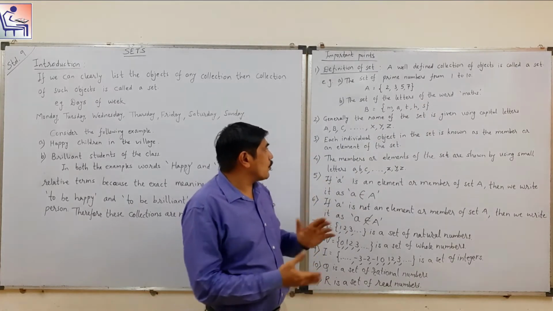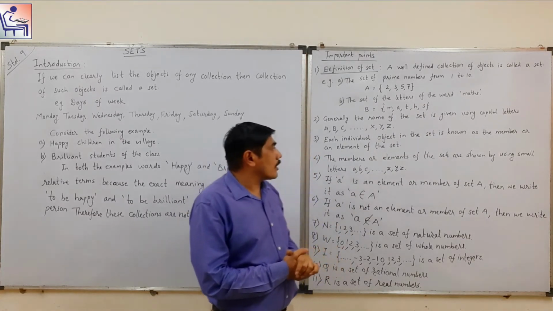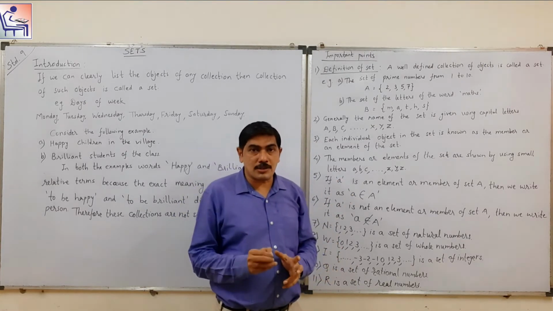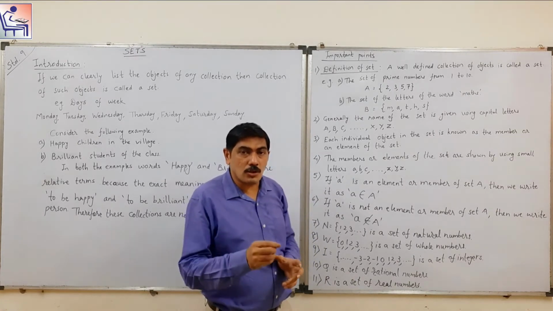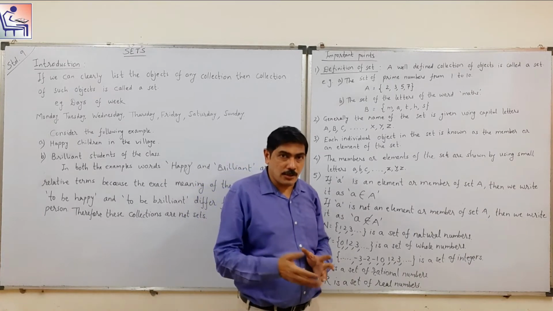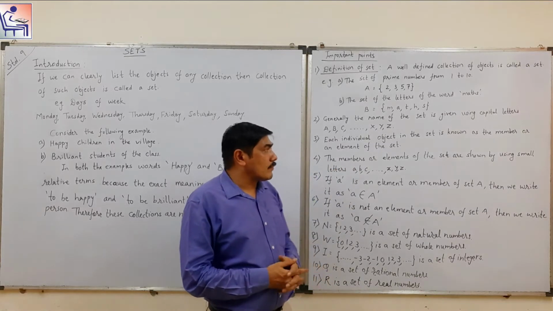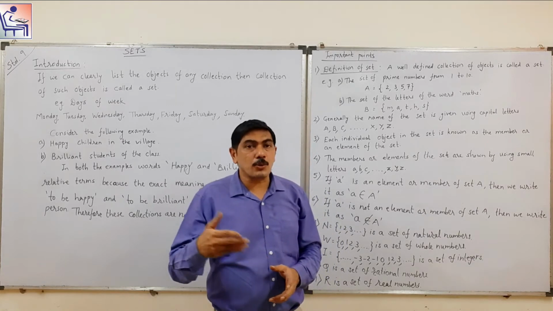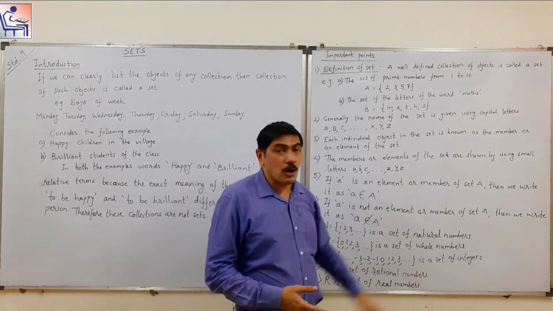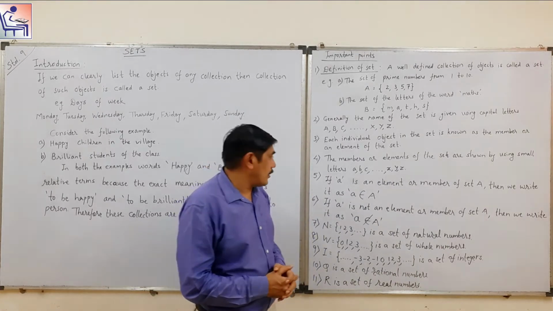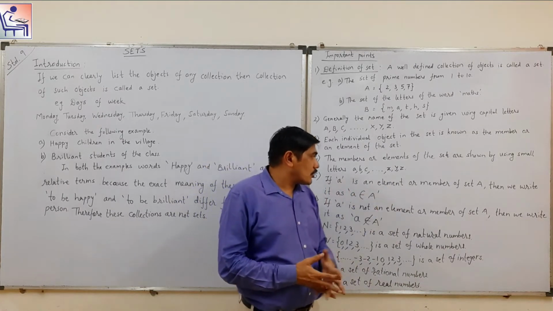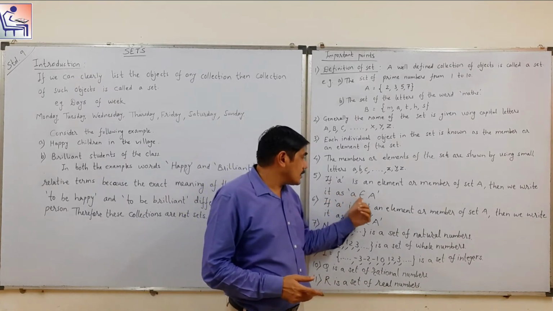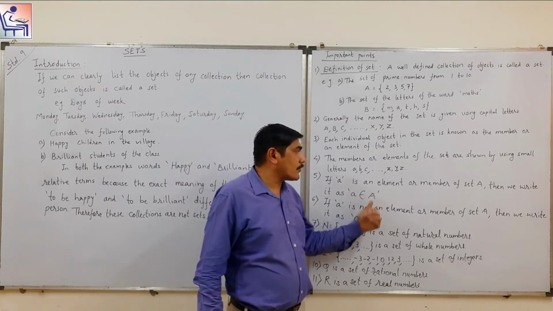Now the next one. Fourth, the members or elements of the set are shown by using small letters a, b, c, dot, dot, dot, x, y, z. Here you can see the members or elements of the set are shown by using small letters from a to z. If a is an element or member of set A, then we write it as a belongs to A, that is, a is an element or member of set A.